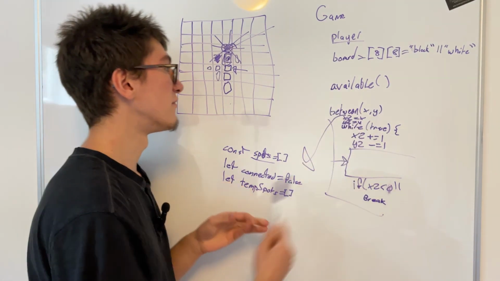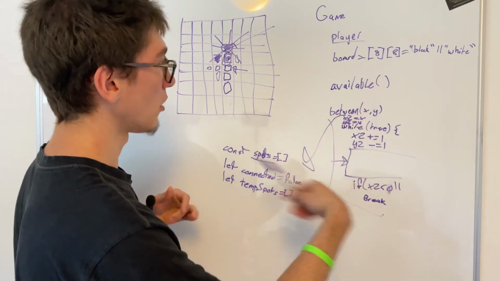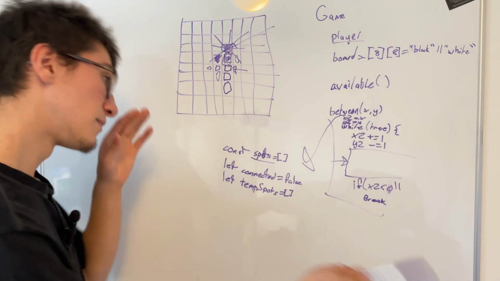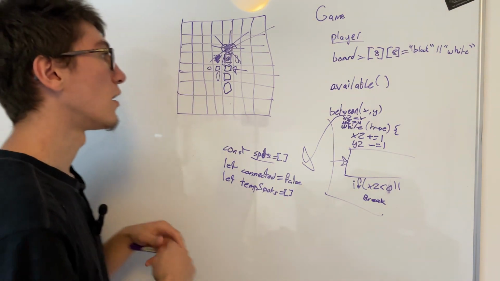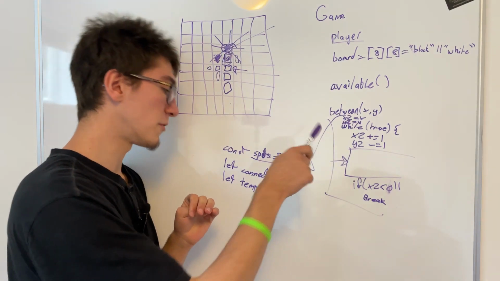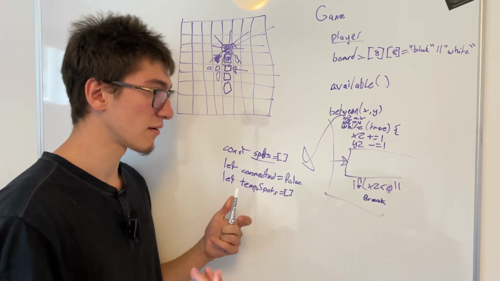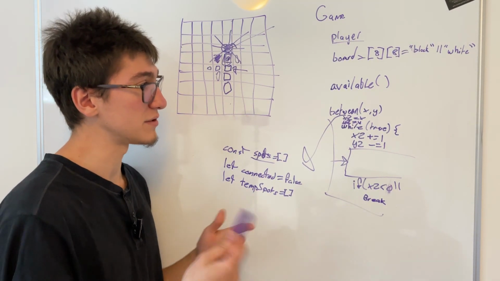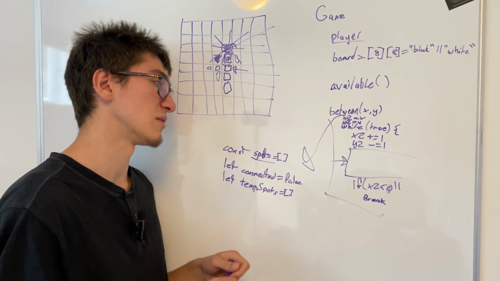And then in available, we would just pass through all of the cells in the grid and call between, and check if the return value of between has a length greater than 0. If it does, then that means we can place something at that spot.